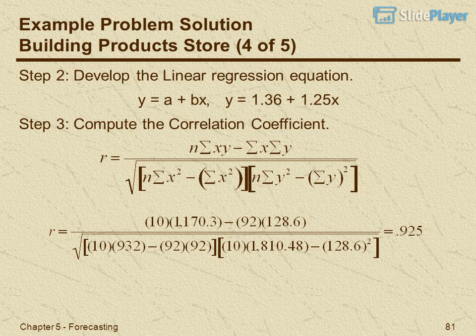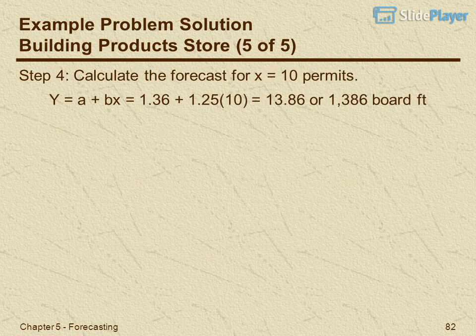Step 3. Compute the correlation coefficient. Example problem solution, building products store, 5 of 5. Step 4. Calculate the forecast for x equals 10 permits. Y equals a plus bx equals 1.36 plus 1.25 times 10 equals 13.86, or 1,386 board feet. Chapter 5, Forecasting.